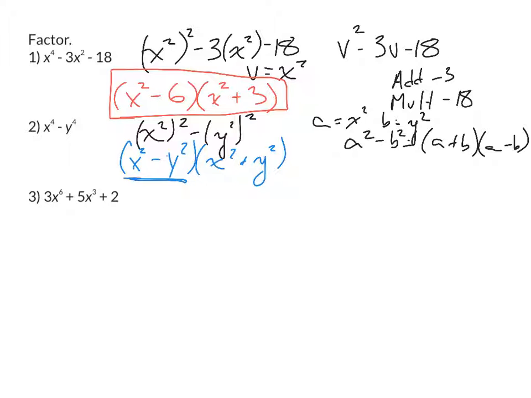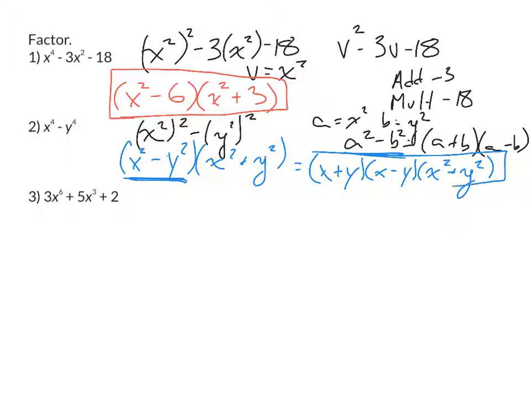And this one right here, the x squared minus y squared, is a difference of squares. It looks very much like that. We can factor it again. So x squared minus y squared will be x plus y times x minus y, still multiplied by x squared plus y squared. That plus sign saves it from being factored again. And that's the factored form for number 2.